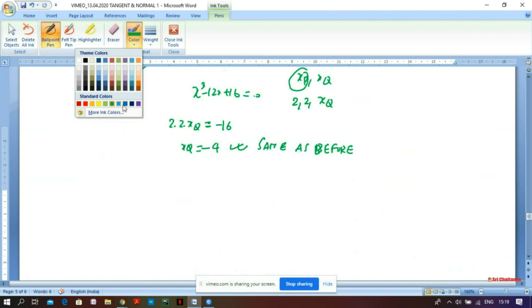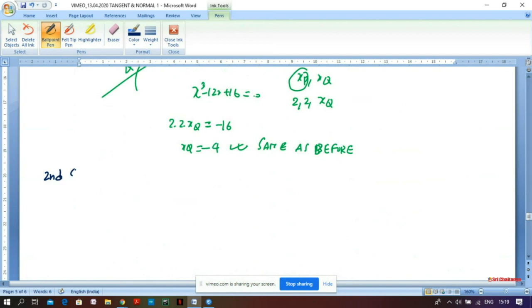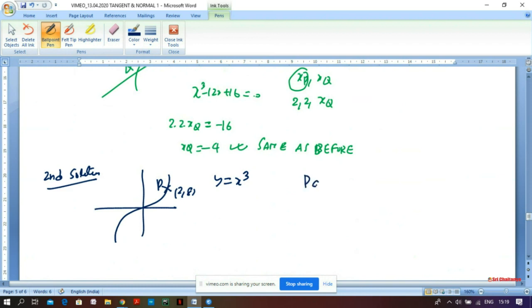There is one more approach in, say, second solution. You will do like this: this is y equal to x cube, and this point was of course (2, 8). This is P. We'll find it useful. So let me write and give it a name. It is called parametric form.